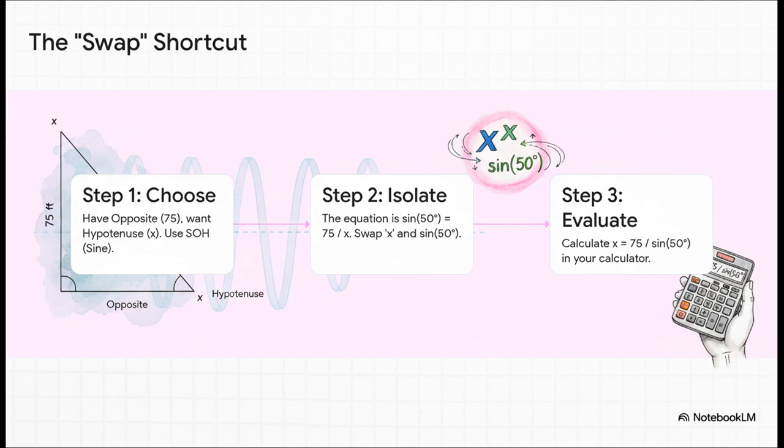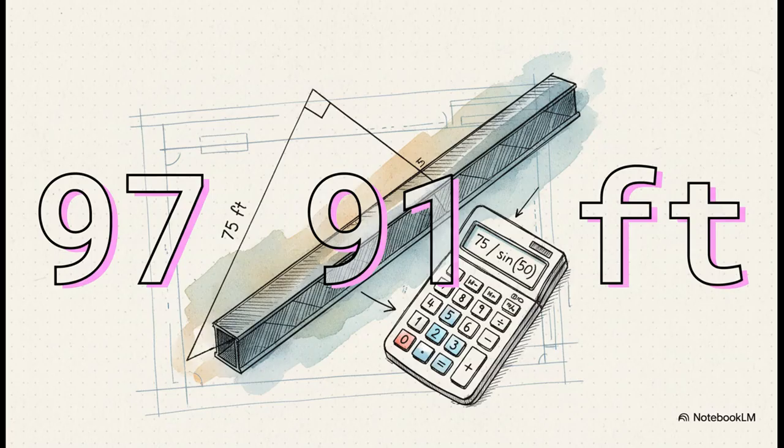Now here's the trick. Instead of doing a bunch of algebraic steps, you can just swap them. The x and the sine of 50 degrees literally trade places. It's a quick, mathematically solid move that saves a ton of time. So you just type 75 divided by the sine of 50 into your calculator, and there's your answer. The support beam has to be 97.91 feet long. See? The process works perfectly, even when that variable starts out in the trickier spot.